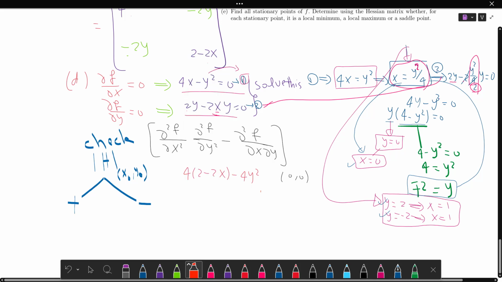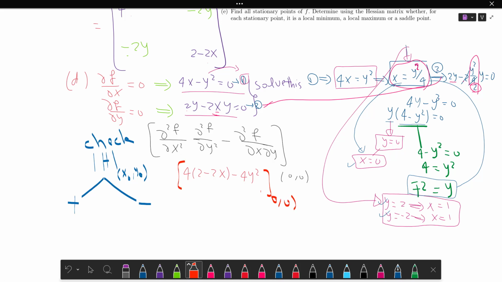Okay, let's go for 0 and 0. If you have x is 0 and y is 0, what do you have here? x is 0, so you end up with 8, right? So you have 8. I don't care about the value, I care that this is 1. So you have two options here, maybe local minimum, or maybe local maximum, right? Now I know it is positive definite, right?